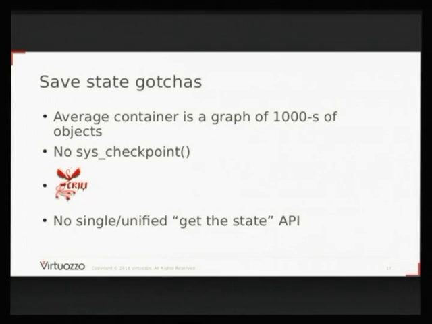Then goes the second step, when we save the state of the containers. Again, unlike virtual machines, where the state should be read from a tree of objects of known amount and of fixed size, it's mostly virtual hardware and paravirt stuff. A container, even an average container, forms a graph of objects which consists of thousands of nodes. And this graph is oriented. Every single node has different attributes you have to deal with. And there is no, again, single place in the kernel where you can call and say, okay, save me the state of this set of processes, for example.